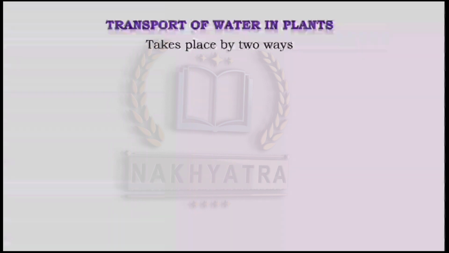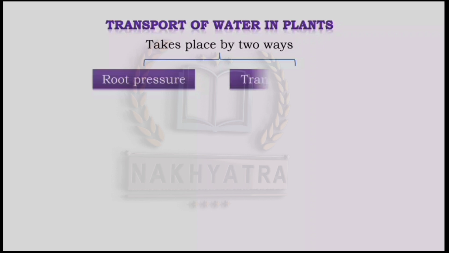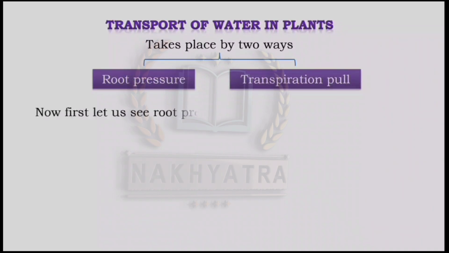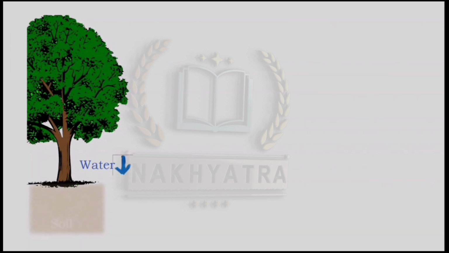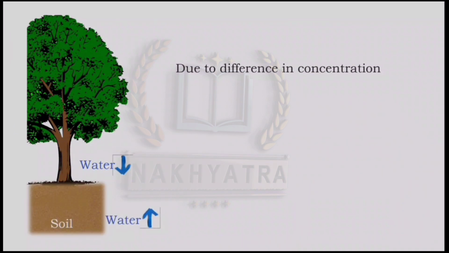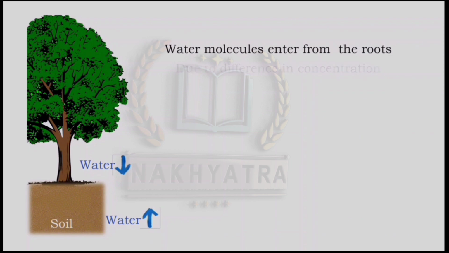So transport of water in plants takes place by two ways. First one is the root pressure and the other one is transpiration pull. Now first let us see root pressure. As you can see here, due to difference in concentration, water molecules enter from the roots.